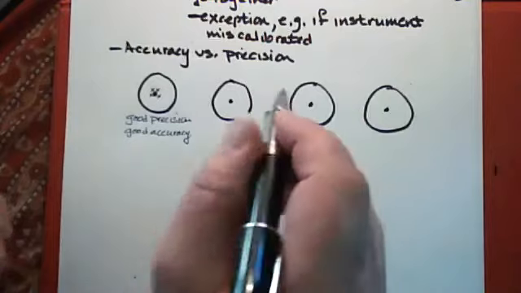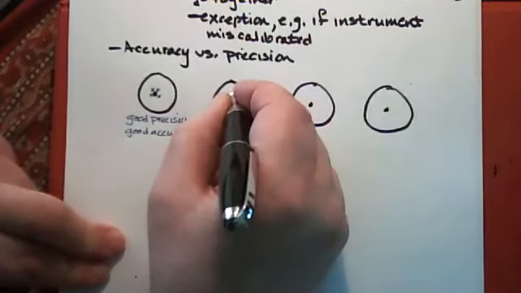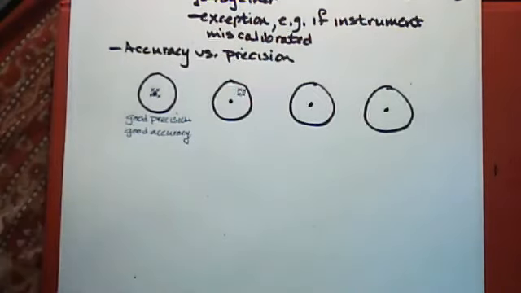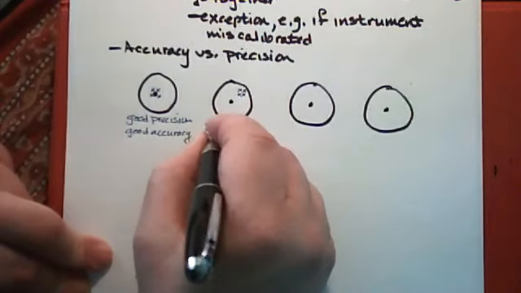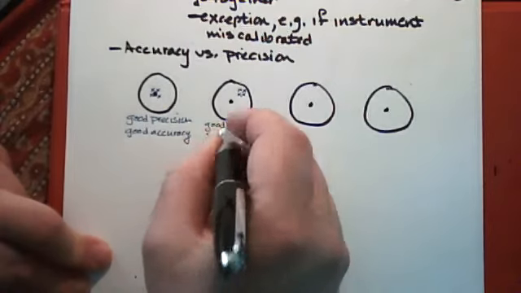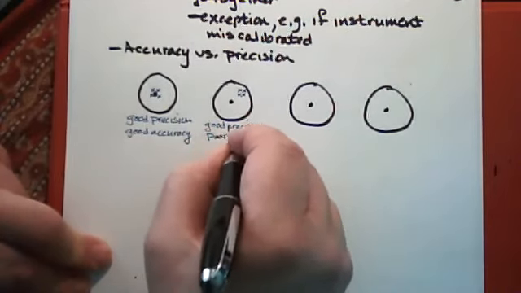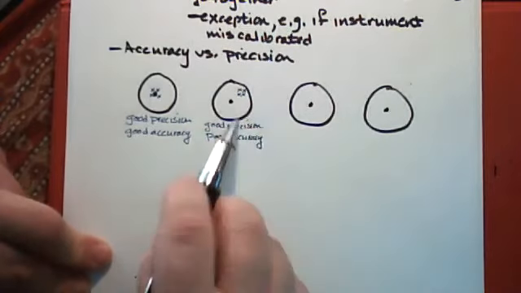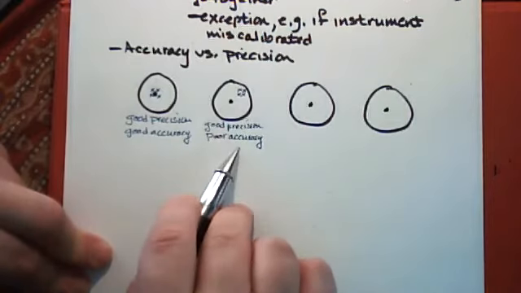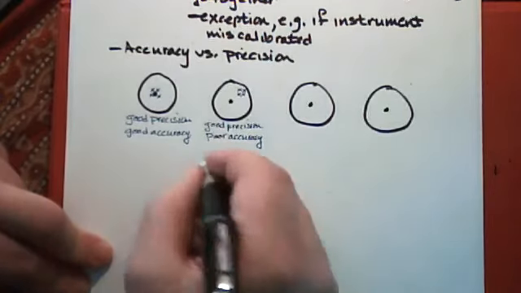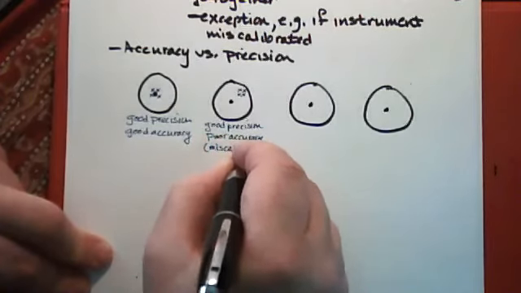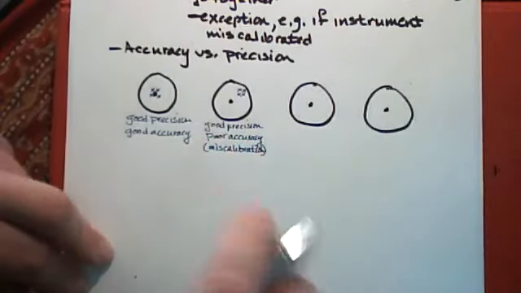On the other hand, maybe you get the darts lining up like that. That's good precision. But it's poor accuracy because the average position of the darts is way off center from the bullseye. So that's good precision, poor accuracy. This would be an example where you might have a miscalibration going on.